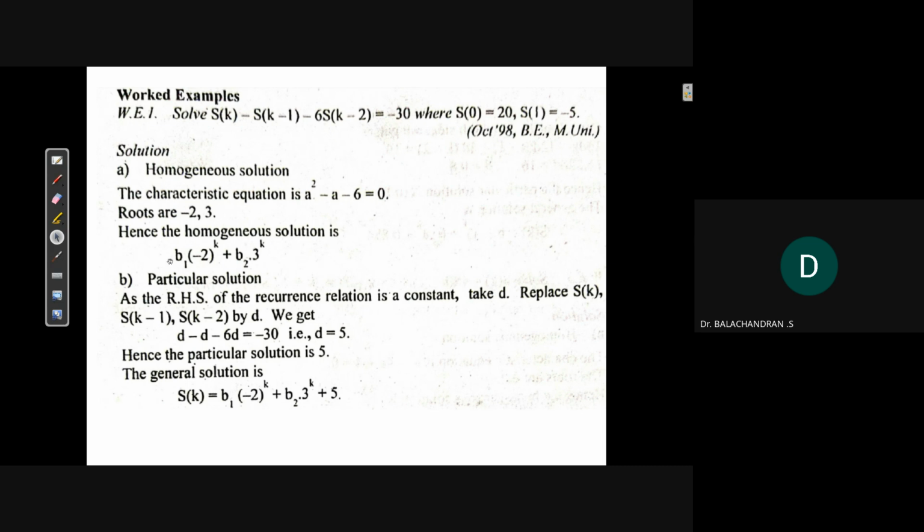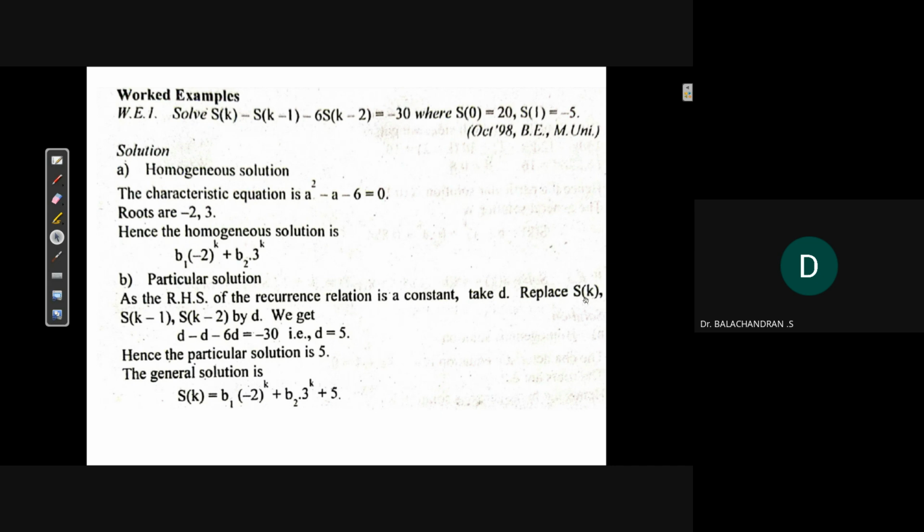The homogeneous solution is b1, some constant, into minus 2 power k plus some other constant into 3 power k. Now the particular solution, I already told you I put a table. Suppose the right hand side is some constant c, then you can take s of k minus 1, s of k minus 2 as a constant, some other constant, either d or d naught, whatever it may be. Here it is a constant, minus 30.